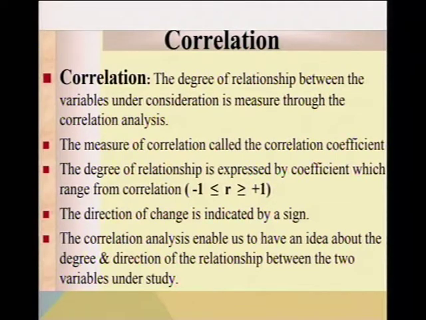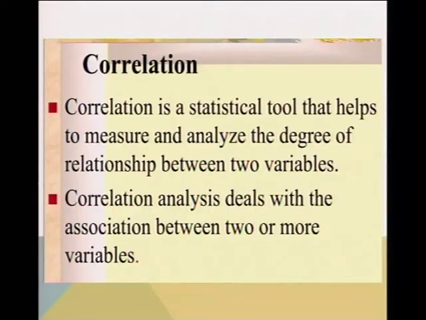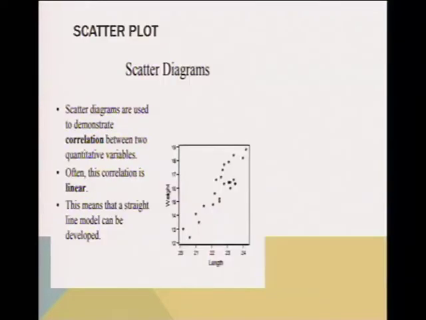Anything close to -1 is a strong negative relationship between the variables. Anything close to +1 is a strong positive relationship. Anything close to 0.5, that is a moderate relationship between the variables. Okay? This is a scatter plot that you are seeing on the screen, and it's easy for you to draw it.